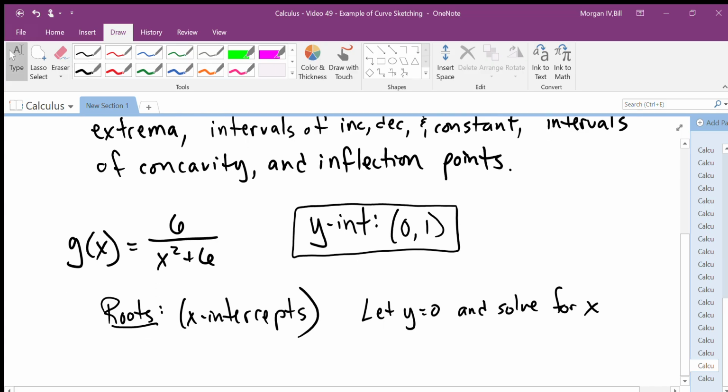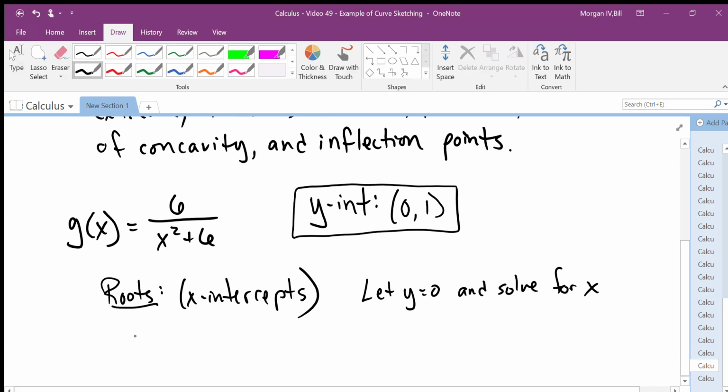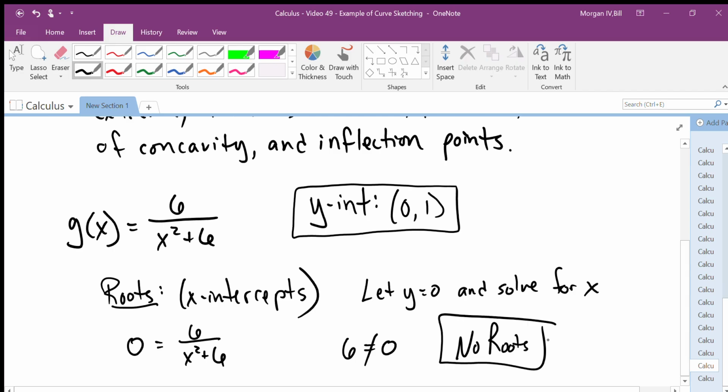Alright, so if we let our y value, or our function value, equal 0, then we have 0 is equal to 6 over x squared plus 6. The only way we're going to get 0 out of that is if the numerator is 0, right? 0 divided by something is 0, but 6 equals 0 doesn't make sense. 6 is not equal to 0. There's no value of x that you could plug in here and get out an answer of 0, because you're never turning that numerator into 0. Therefore, no roots. What does that mean? No roots means the curve does not cross the x-axis.